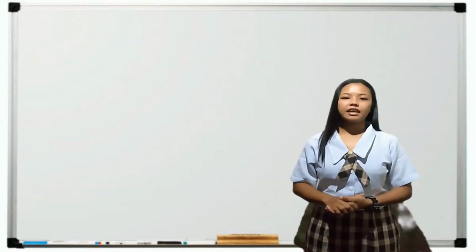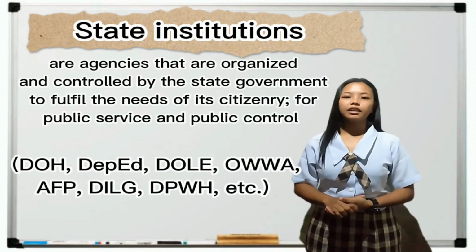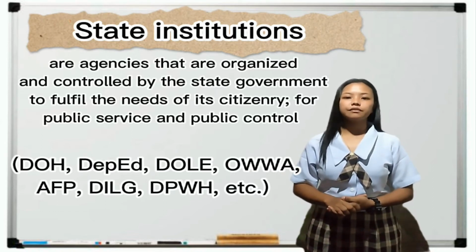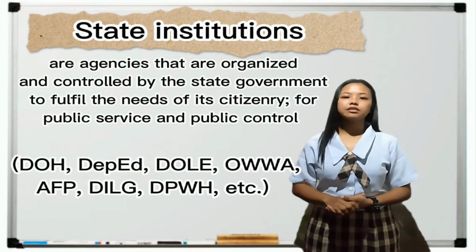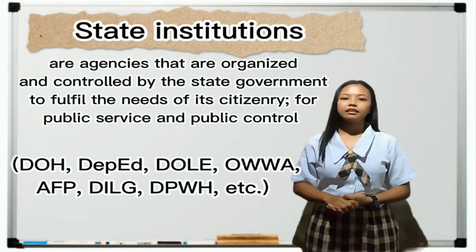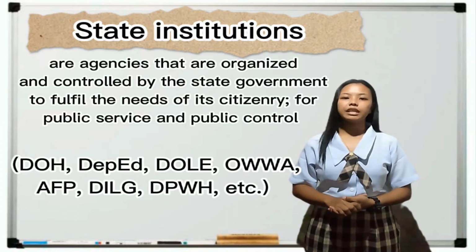To sum up for today's lesson, state institutions are agencies that are organized and controlled by the state government to fulfill the needs of its citizenry for public service and public control. The examples of state institutions are the Department of Health, Department of Education, Armed Forces of the Philippines, and many more.